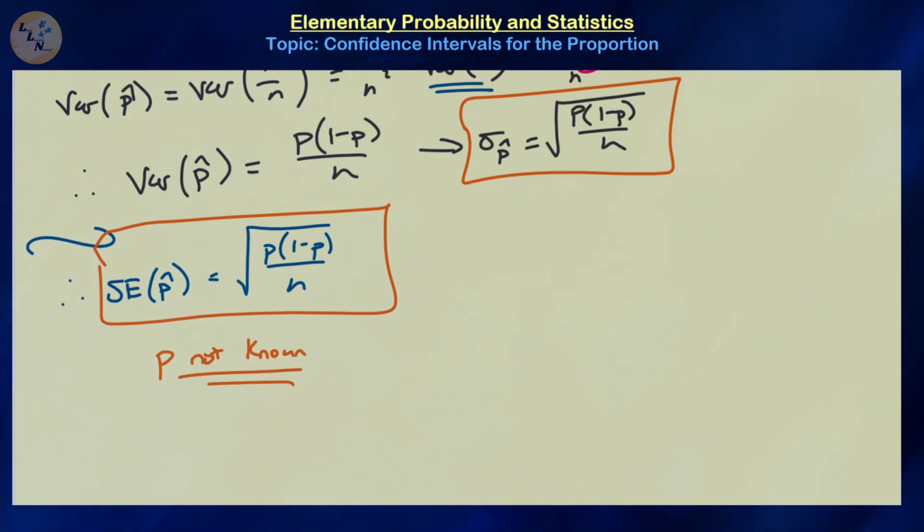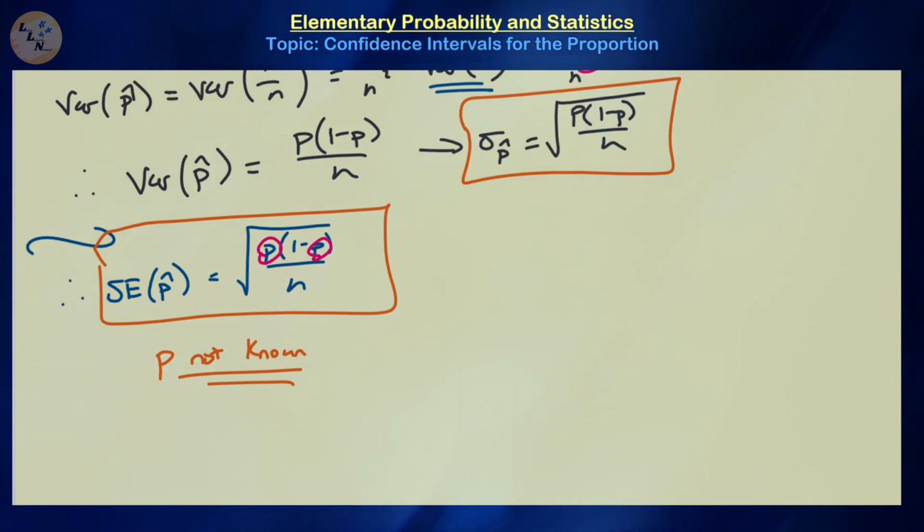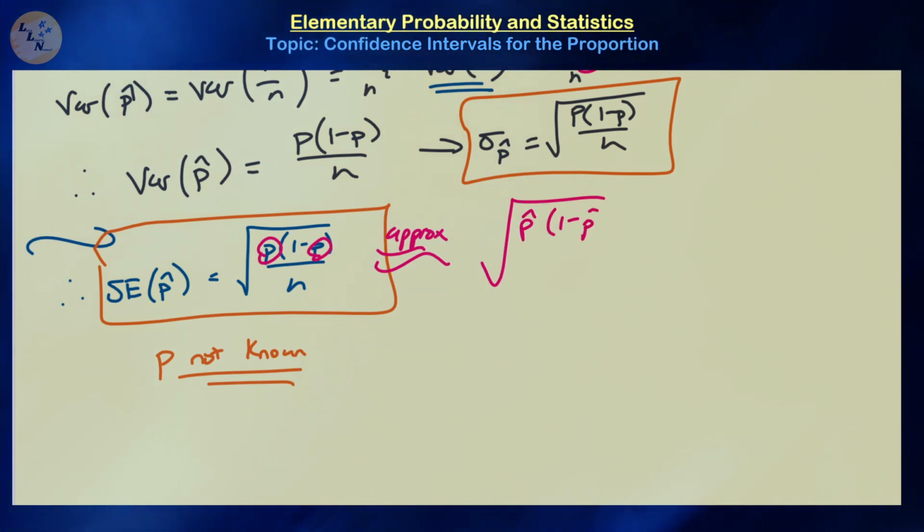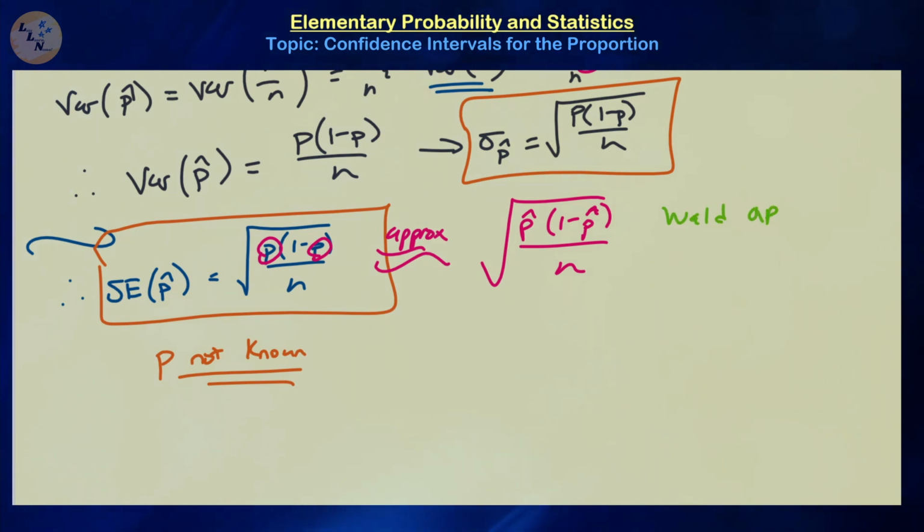So what is a reasonable approximation for the standard error of this estimate? Since we're technically approximating p with p hat, we could replace p with p hat to get an estimate. So this is approximated by, not exactly equal to, the square root of p hat times 1 minus p hat divided by n. Right? So that's an approximation for the standard error of the estimate. And some people will call this the Wald approximation.